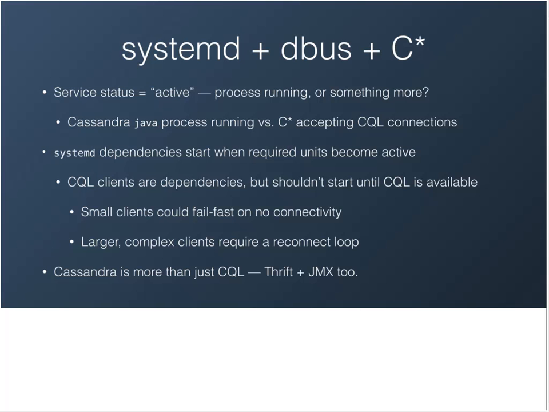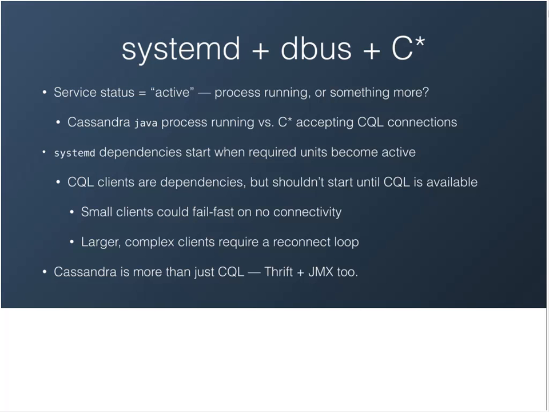actually accepting CQL connections? And the reason why I asked this question is because Systemd will start dependencies when the required units become active. So going back to the snapshot service example, the snapshot service will start as soon as the Cassandra service becomes available. But if the snapshot service was to require, say, CQL, so CQL clients are dependencies on Cassandra, right? They shouldn't start until CQL becomes available in Cassandra.